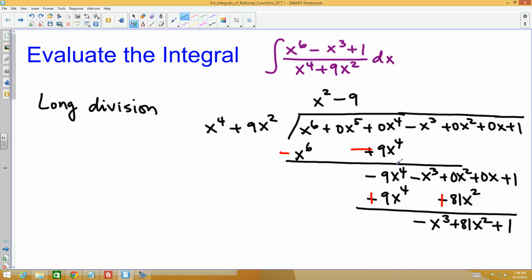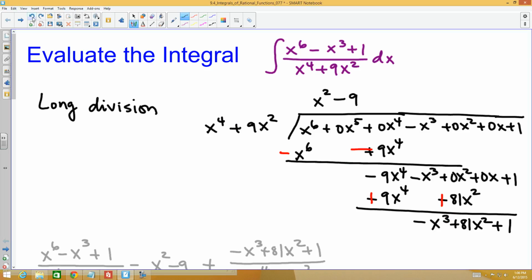Now divide. Check the exponent is 4, and the exponent there is 4, so we continue with the division. Negative 9x^4 divided by x^4 is negative 9. Now multiply by negative 9, you get negative 9x^4 - 81x^2. Flip the sign again and get 0x^4. Now bring down the x^3, and you have -x^3 + 81x^2 + 1. The degree here is 3 and the degree there is 4, so we stop the division.